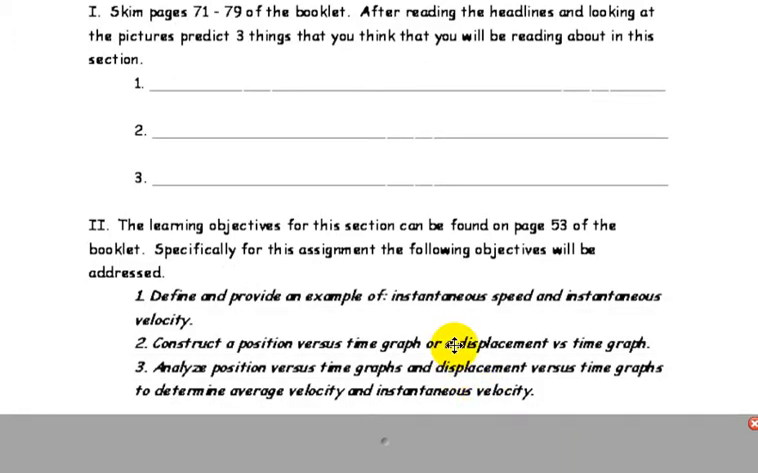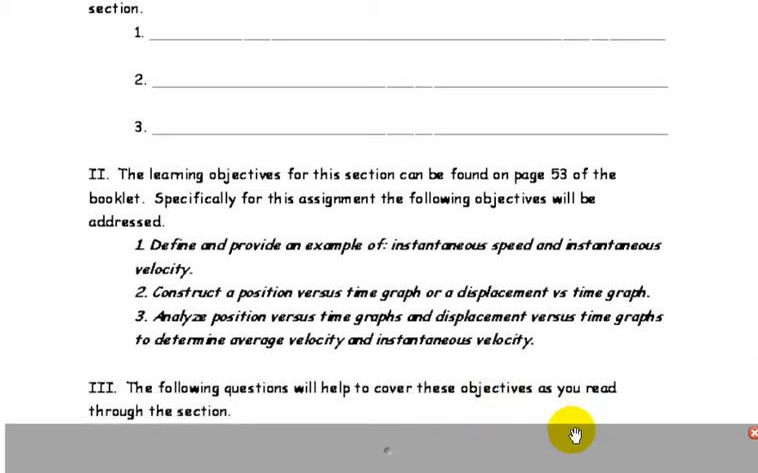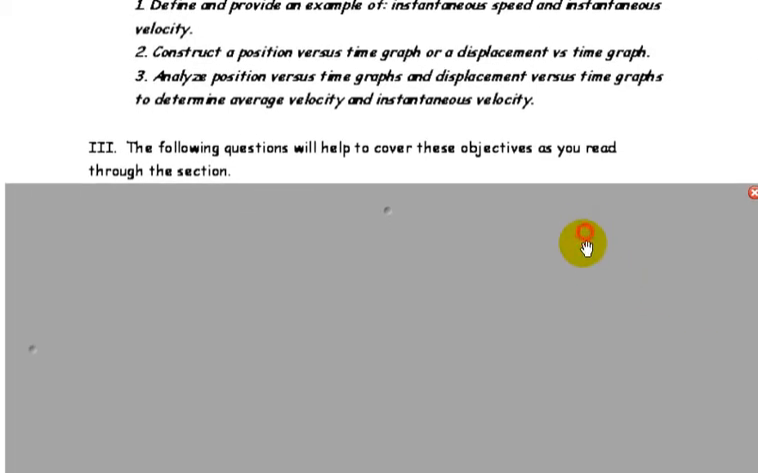So far we've been looking at average speed and velocity. Now we're looking at instantaneous speed and velocity and seeing how that works. Construct position versus time graphs, or displacement versus time. Analyze position versus time graphs to determine average velocity and instantaneous velocity, as we did previously.